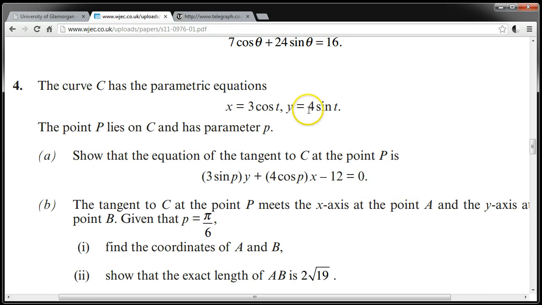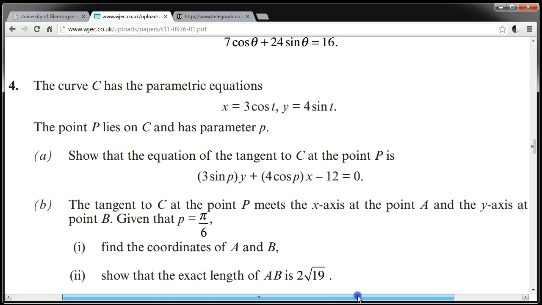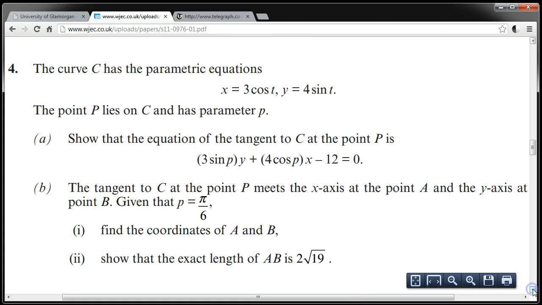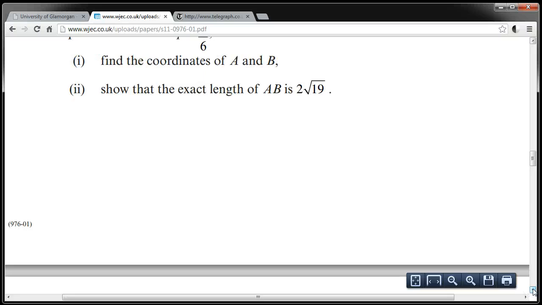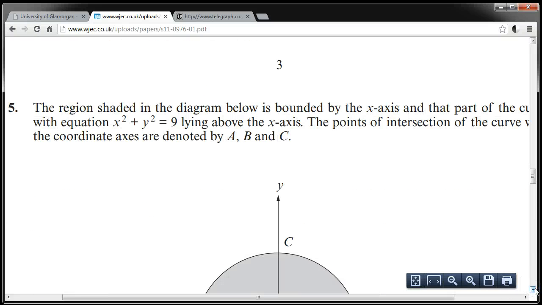Parametric differentiation here. Parameter p, tangent to c at the point p is this, so you don't need to double check that once we've obtained that. There wouldn't be any need to double check it. So that's number 4. Tangent and coordinates and length of lines, that seems, again, standard question there.